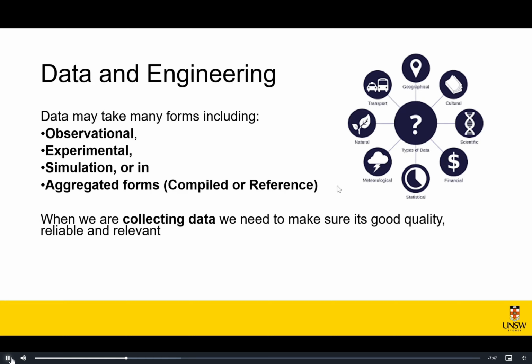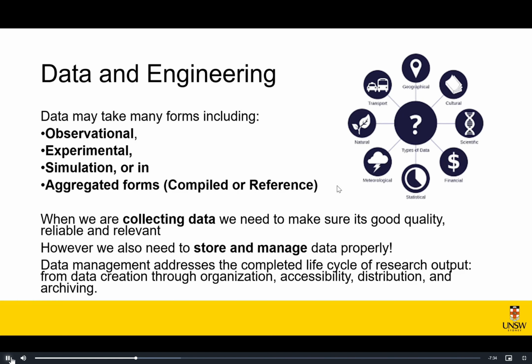So when we are collecting data, we need to be sure that it's good quality, reliable and relevant. And so we'll be having to talk about some aspects relating to that in the next few slides. However, we also need to make sure that we're storing and managing this data properly. So we'll also have a talk about data management. And this is a broad term that really addresses the completed life cycle of research output, from data creation through to organisation, accessibility, distribution, and also archiving.